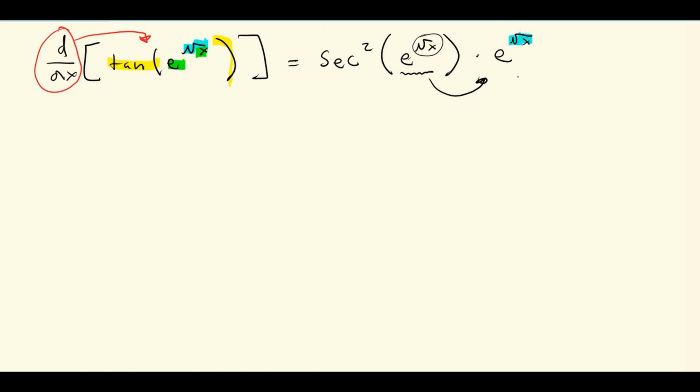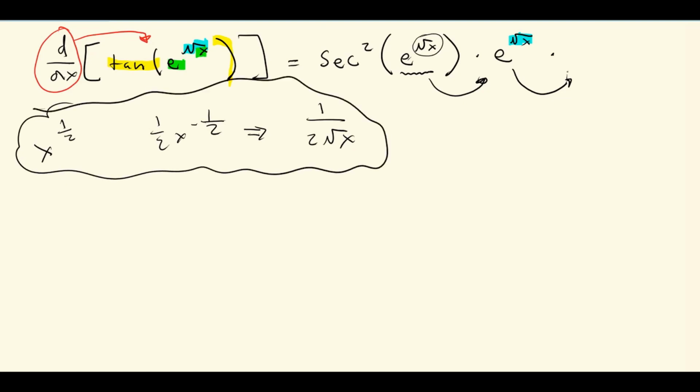So we're going to multiply this by the derivative of the square root of x. So for the derivative of the square root of x, we're going to rewrite x as being to the 1/2 power, use the power rule. So its derivative is going to be 1/2 x to the negative 1/2, which can be rewritten as 1 over 2 times the square root of x. So times 1 over 2 times the square root of x.